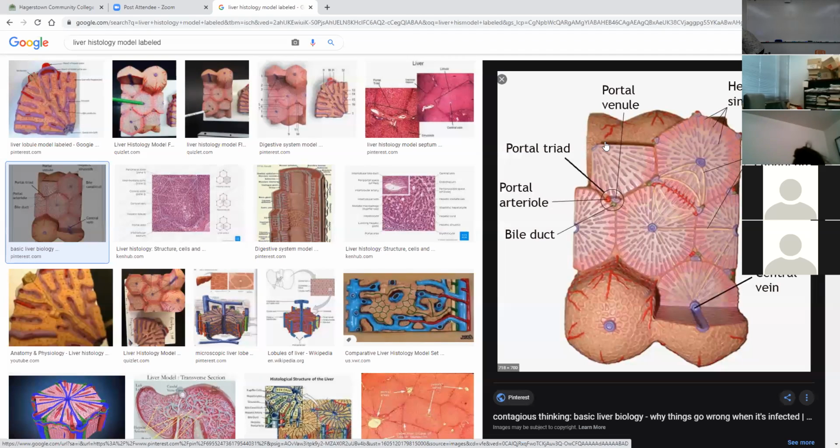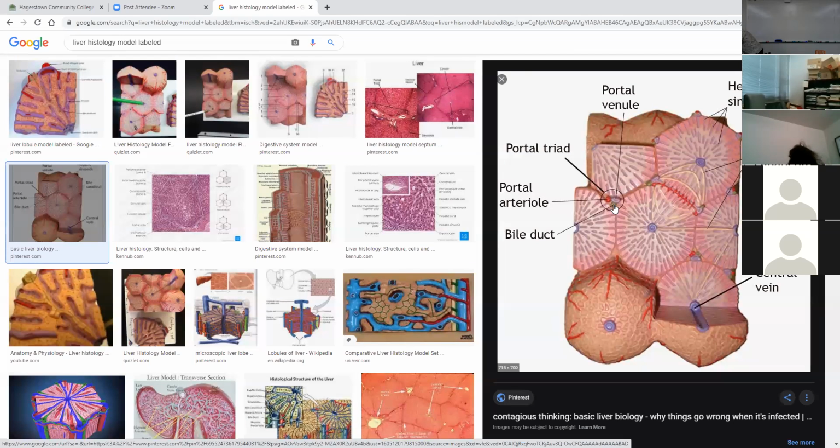And at each corner of the hexagon, we have what's called a portal triad, which is a portal venule, a branch of the hepatic portal vein, and we don't call it a portal arteriole. That's just a branch of the hepatic artery, and then we have a bile ductule there also.